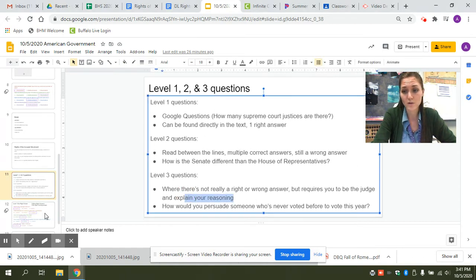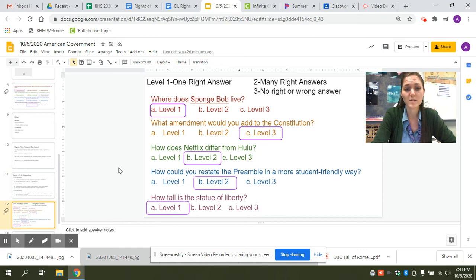All right, we're going to go over some more examples. Here's ones that we did in class. The answers are already revealed for you. We're just going to go through what makes these level 1, level 2, and level 3 questions. So where does SpongeBob live? That one's an obvious level 1 because you could easily look that up and find one correct answer. Anything else would be incorrect.